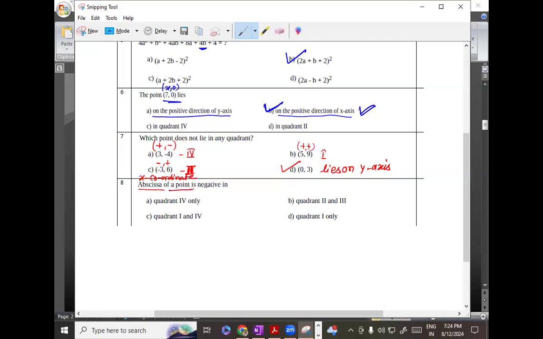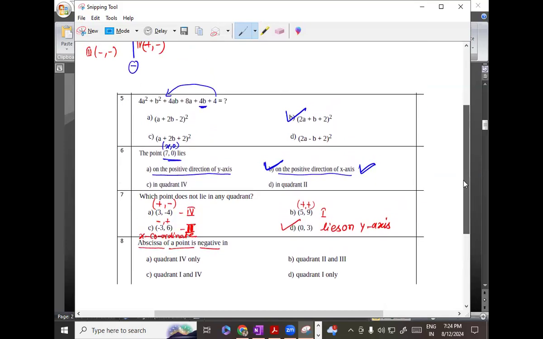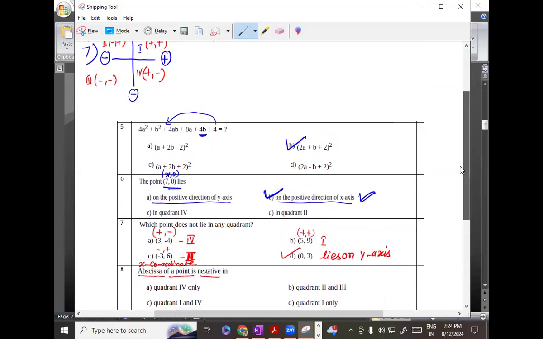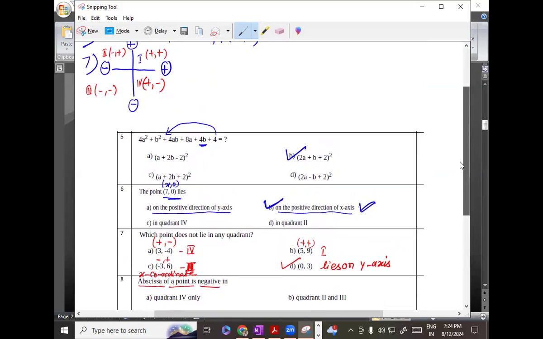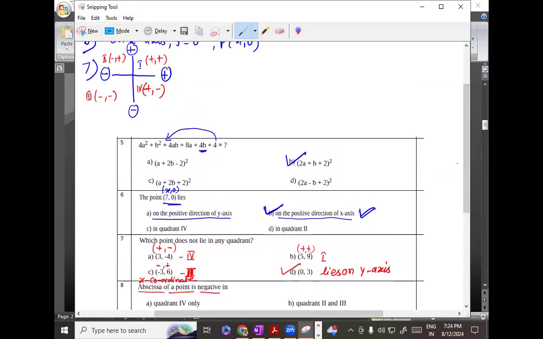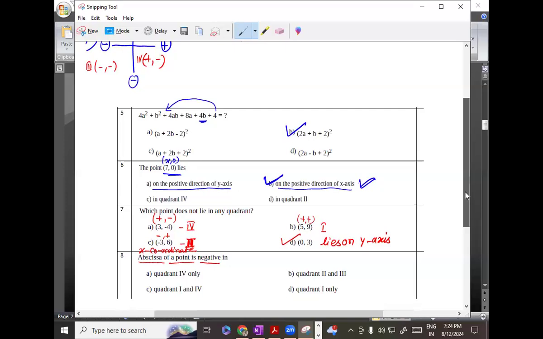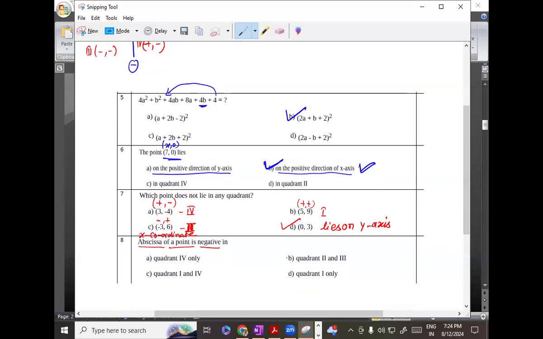Then if a point's abscissa is negative, sir, in quadrant 2 and 3. Okay, see here. Abscissa is negative means second and third, right? Which one is correct? Sir, option C, quadrant 2 and 3. Any confusion? No, sir, no confusion.